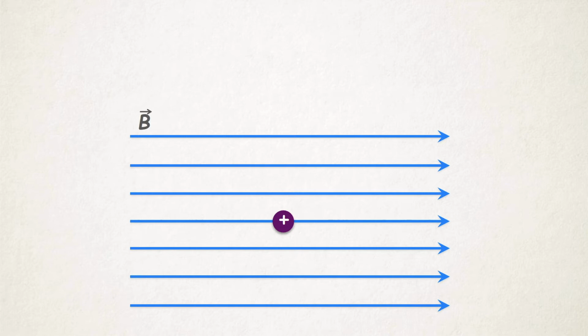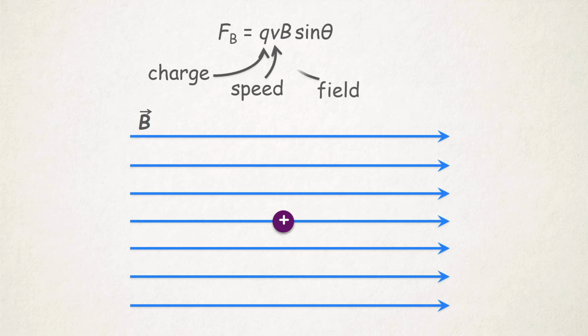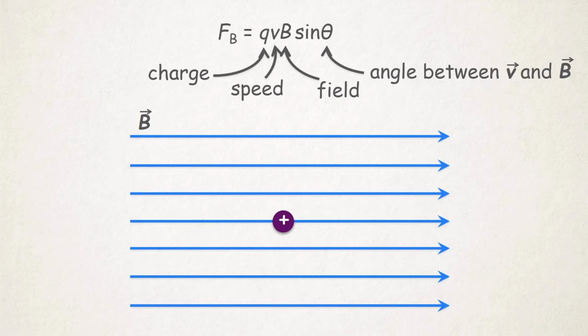The magnetic force is equal to the magnitude of the charge, Q, times the speed of the charge, times the strength of the magnetic field, B, times the sine of the angle between the velocity and the magnetic field vectors. If the charge is at rest in the field, then there's no magnetic force on the charge. In order for there to be a force, the charge must be moving within the field.